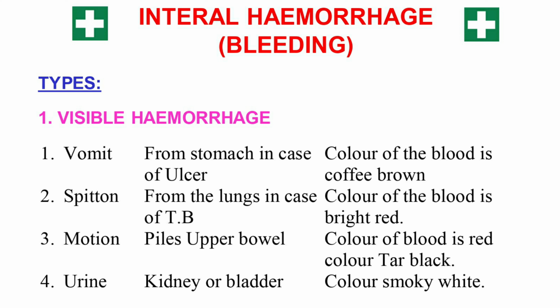Internal hemorrhage, bleeding: 1. Visible hemorrhage, types: 1. Vomit, from stomach in case of ulcer, color of the blood is coffee brown. 2. Spittoon, from the lungs in case of T.B., color of the blood is bright red. 3. Motion, piles, upper bowel, color of blood is red, color tar black. 4. Urine, kidney or bladder, color smoky white.